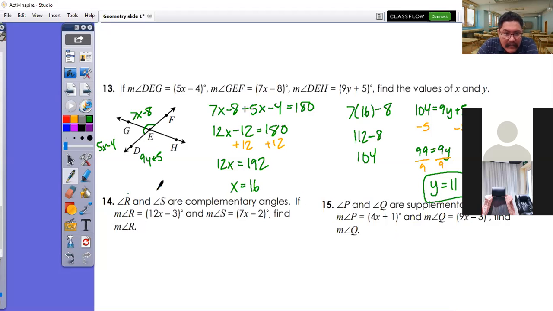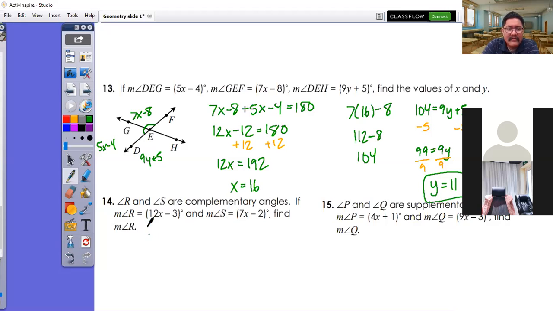Let's see, R and S. Okay, so angles R and S are complementary angles. So again, that means they add up to 90 degrees. And in this case, there's no diagram, so it looks like we're going to have to either make our own or work it out. But in this case, let's try something different. Let's try not using a diagram.